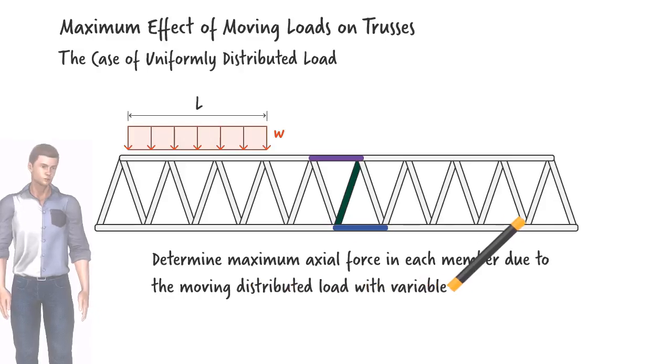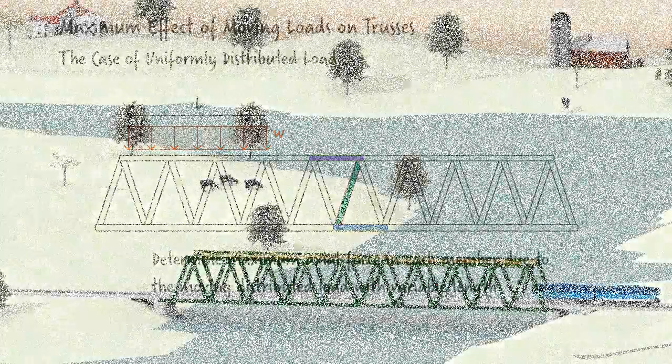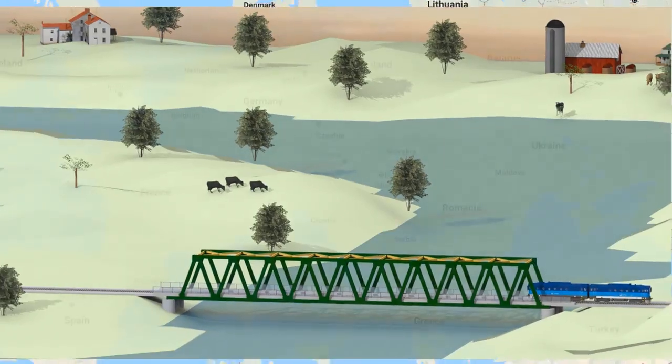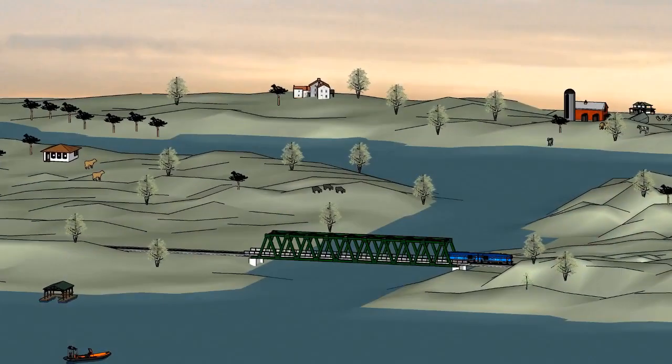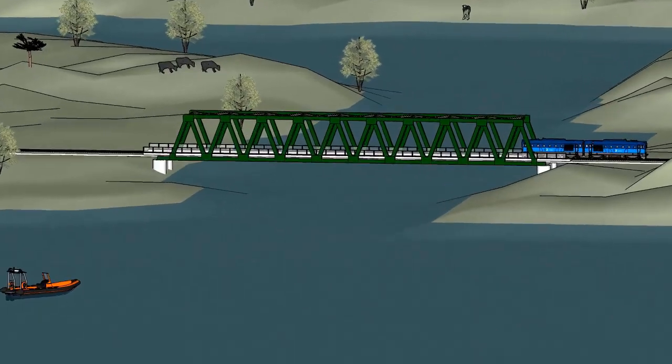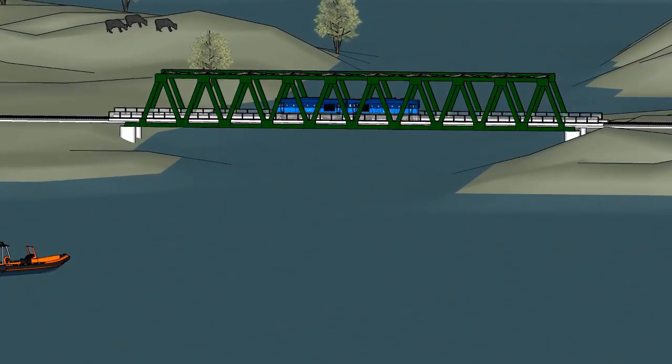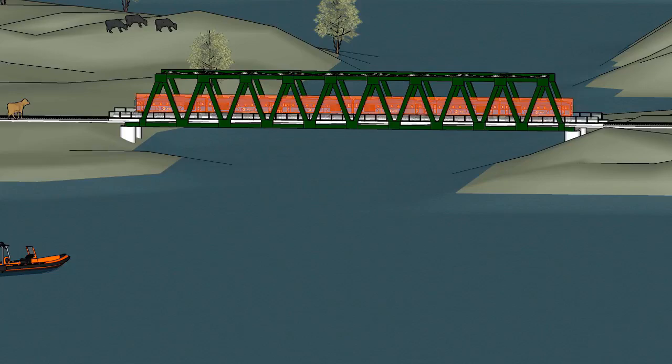bridge. The structure we are going to use in this lecture is a replica of an actual bridge which was recently constructed near Belgrade, Serbia. Given the nature of the structure, we know it's going to be subjected to loads of various lengths. It could be subjected to the weight of a single train car. And it should also be able to carry the weight associated with multiple cars covering the entire length of the bridge. In this analysis, we consider the weight of the train to be uniformly distributed over its entire length.